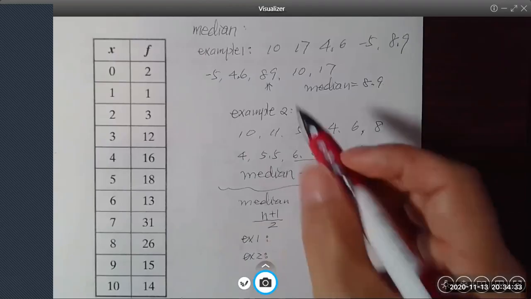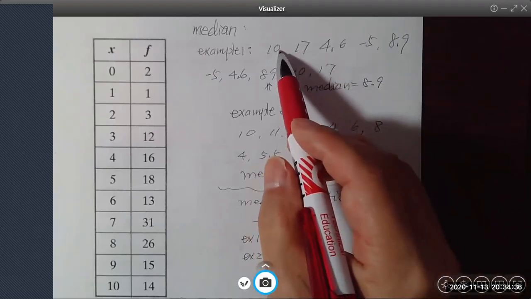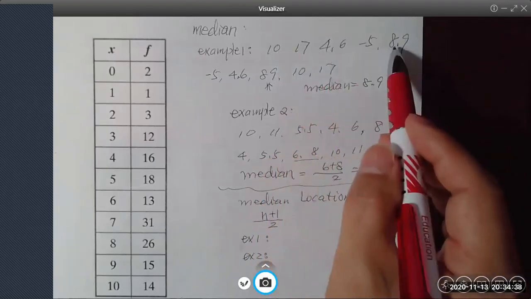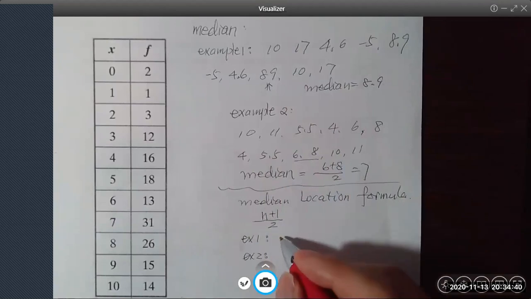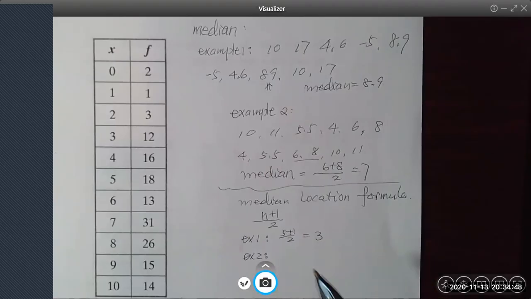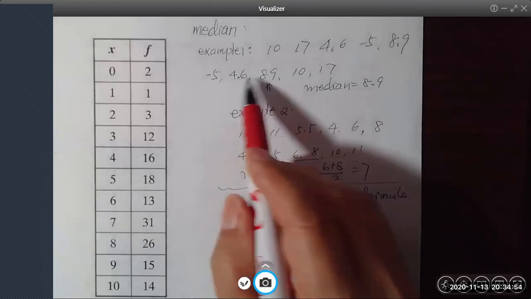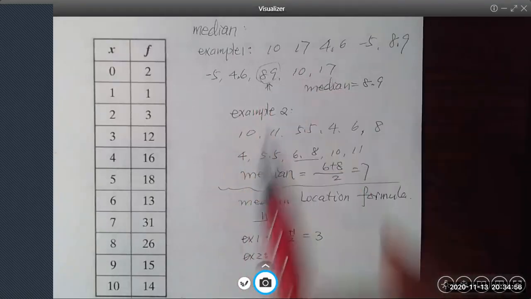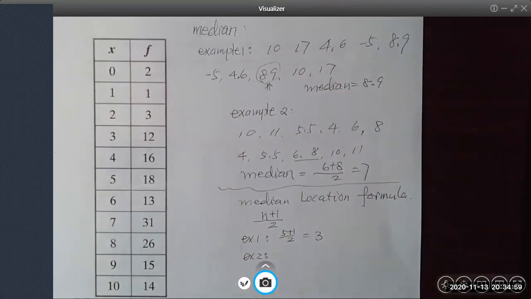For example 1, since we have 5 numbers, n equals 5. 5 plus 1 divided by 2. 5 plus 1 is 6, 6 divided by 2 is 3. This just tells you in your ordered data set, the third number is your answer. 1, 2, 3. Is that right? This is our answer. We just go there and pick it.